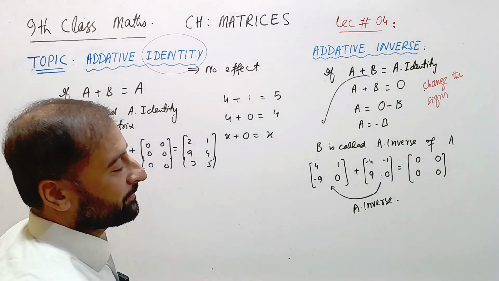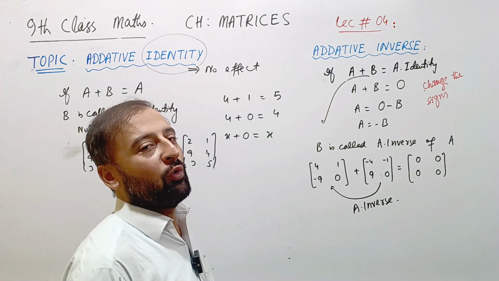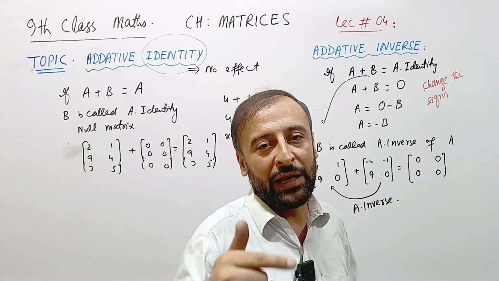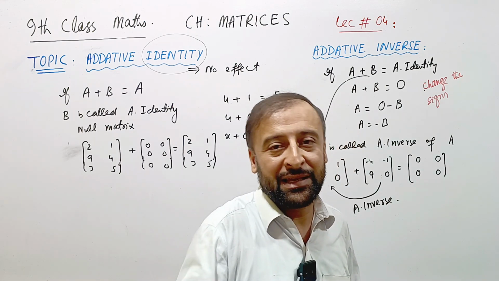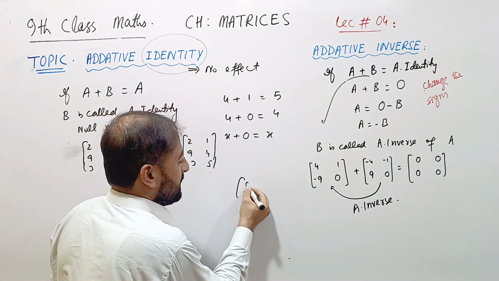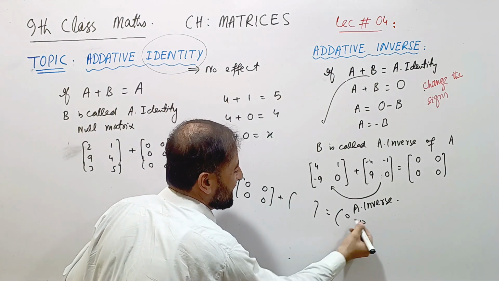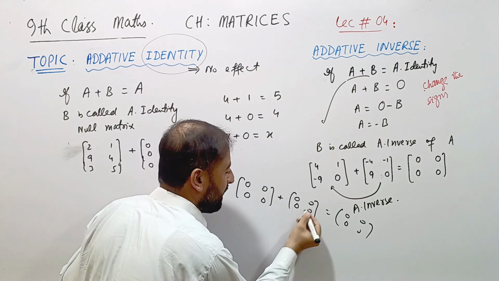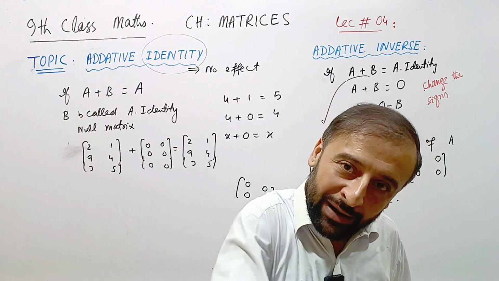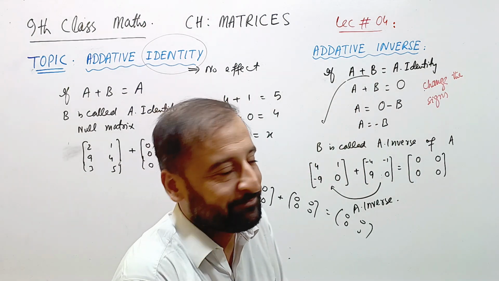And you know, if you come across the MCQ, what will be the additive inverse of a null matrix? Do you say the null matrix is self-additive inverse? Null matrix additive inverse will be that matrix again. Additive inverse of the null matrix is that matrix again. So we say that null matrix is self-additive inverse.